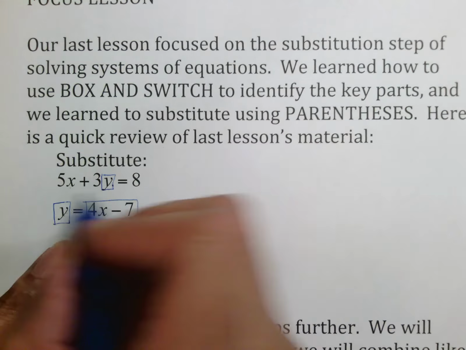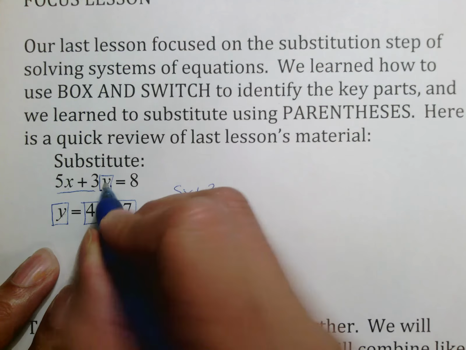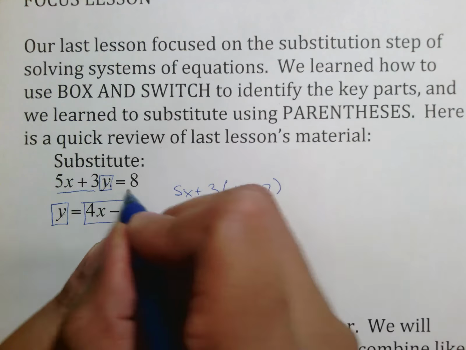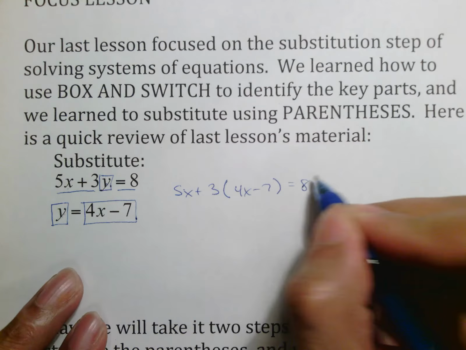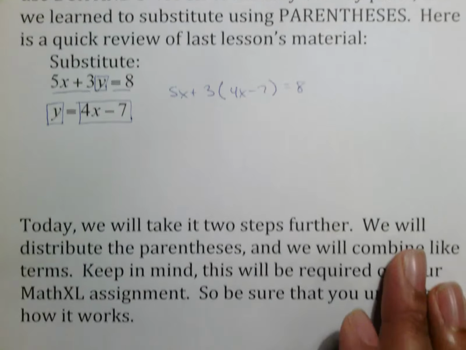After that, what we do is we write everything in front of the box, which is your 5x plus 3. We then swap the y with parentheses for 4x minus 7, and then we write everything behind the box, which is equals 8. That was the substitution step that we used. Today, what we're going to do is take it 2 steps further.